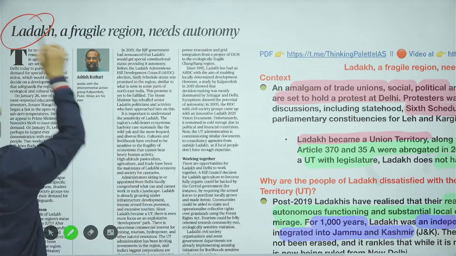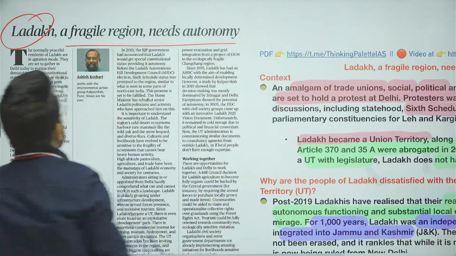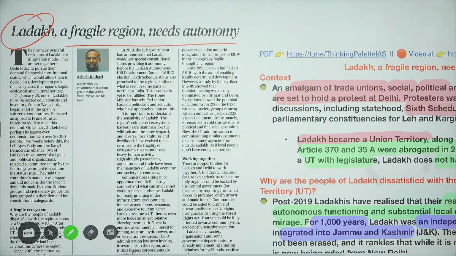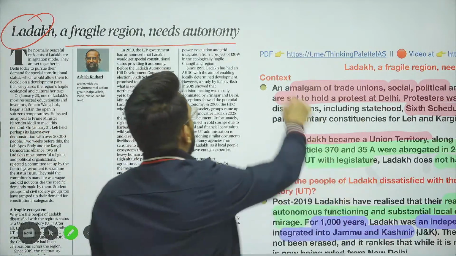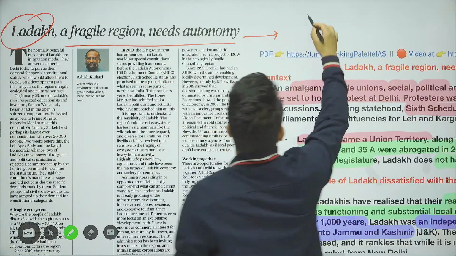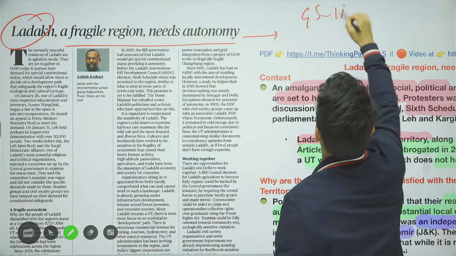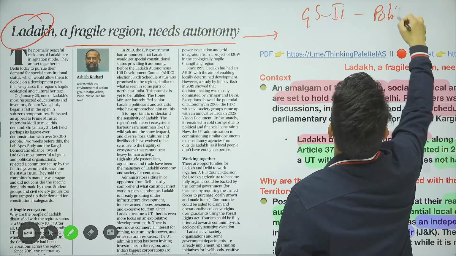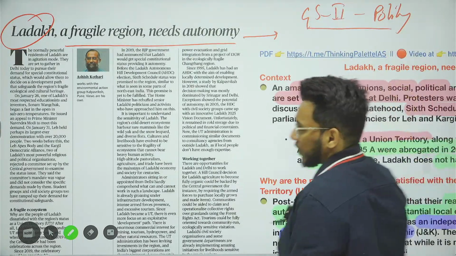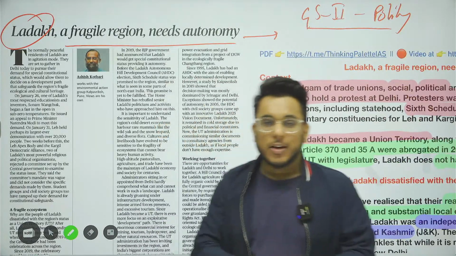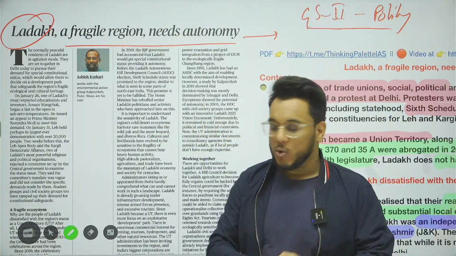Ladakh, a fragile region, needs autonomy. Now, this particular article we will see with respect to GS paper number 2 of polity, issues of polity. Now, first of all, let me tell you what has happened in this particular direction.